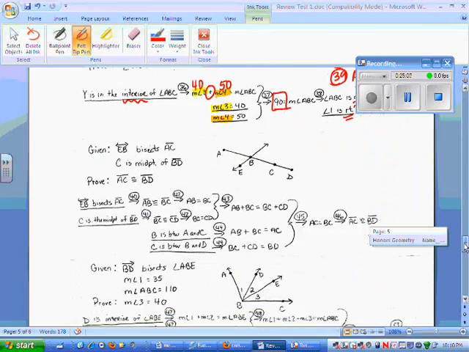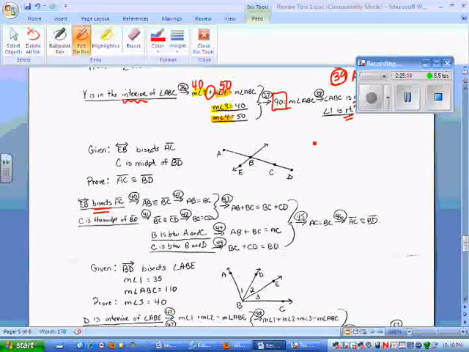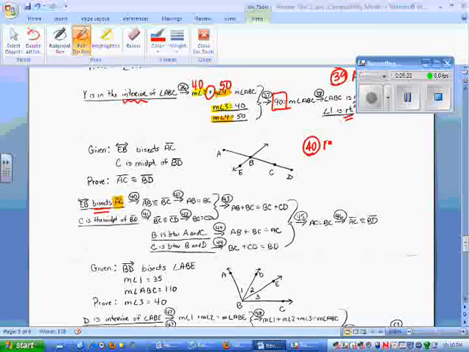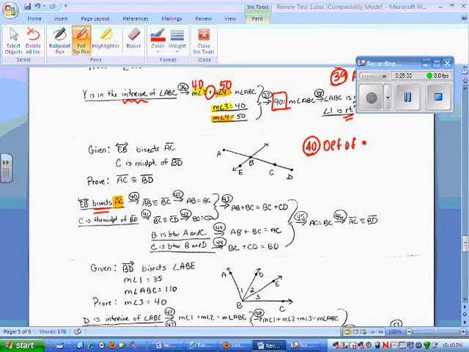Second problem, we have number 40. We have the word bisects in here, so you know bisects has to be one of the reasons for number 40. Now is it a segment bisector or is it an angle bisector? In this problem, it's bisecting a segment. So we're going to say this is a segment bisector. Definition of segment bisector. I'm going to abbreviate.